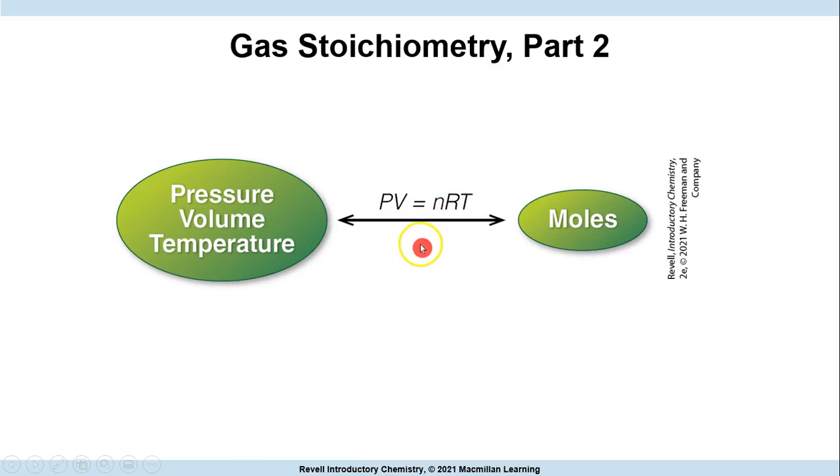Remember, there was a map that we use. I showed you the conversion map, how you can convert from grams to moles, how you can convert from moles to particles, and how you can convert from moles of A to moles of B. So here, to convert the pressure, the volume, and the temperature to moles, we are going to use the ideal gas law.